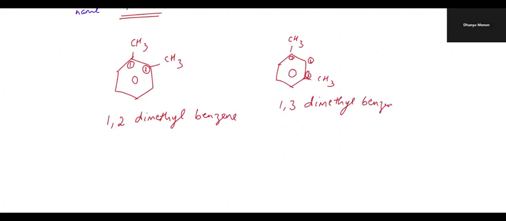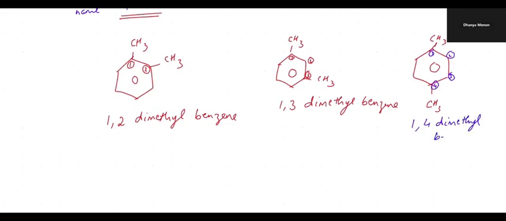Similarly, CH3, CH3. This is 1, 2, 3, 4. 1,4-dimethyl benzene. Okay.